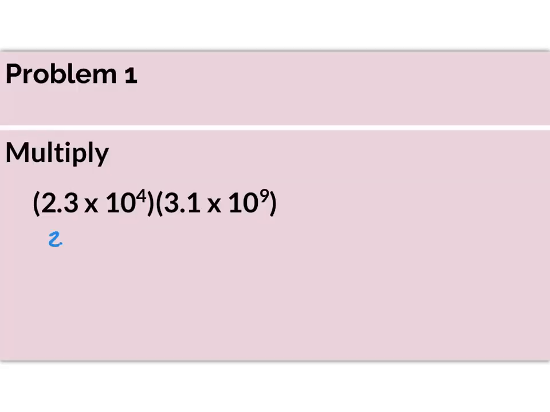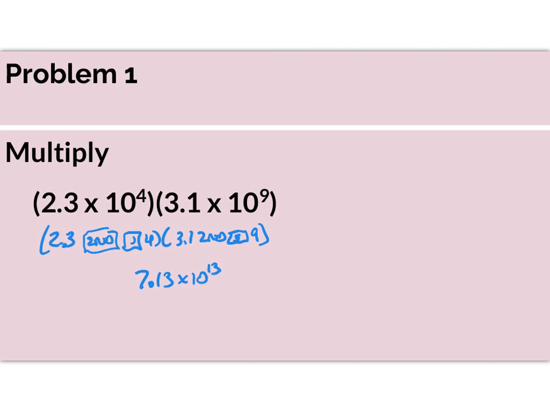Okay, again, 2.3 second comma 4, and you can use the parentheses, that'll probably be better, 3.1 second comma, and you can put all of this in the calculator in one step. The calculator can do it all. That's not a J, that's actually a comma. And we get 7.13 E, which means times 10 to the 13th power.